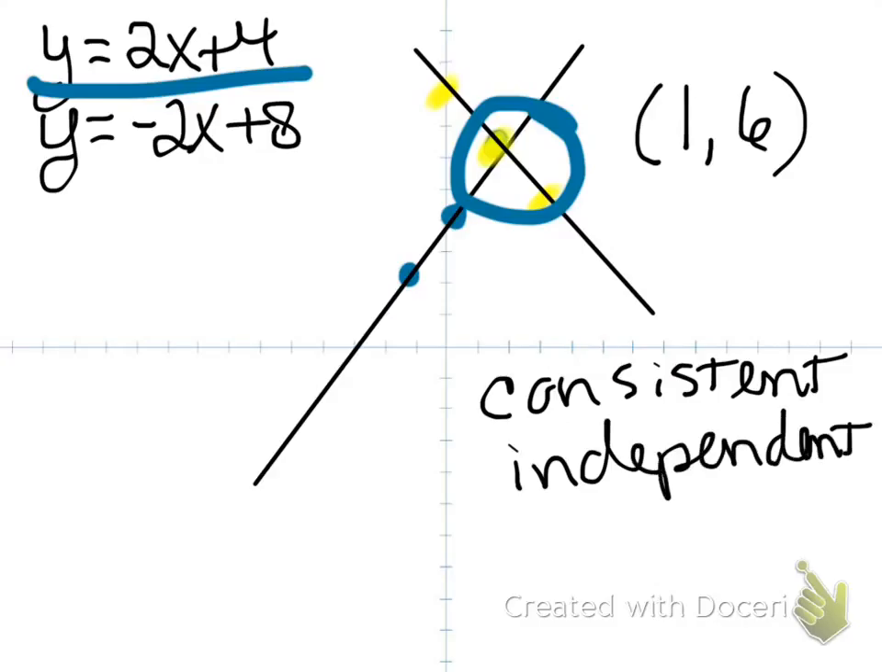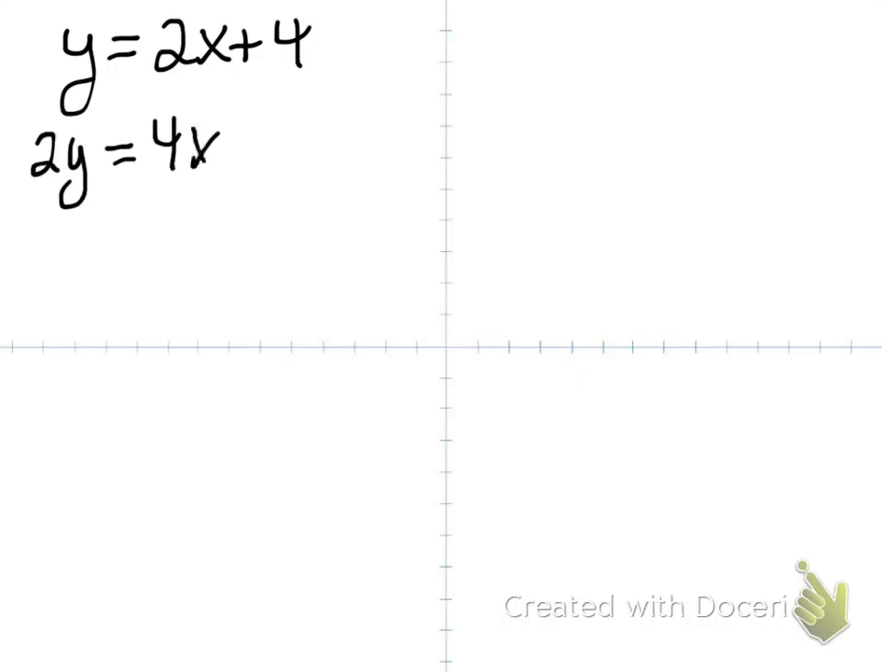All right. So let's take a look at what would happen if, instead of them being consistent and independent, instead of actually crossing, they were the same equation. So maybe you have y is equal to 2x plus 4 like we began with, but your second equation is 2y is equal to 4x plus 8. Same equation, the second is just double the first.